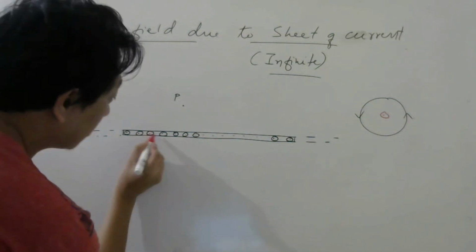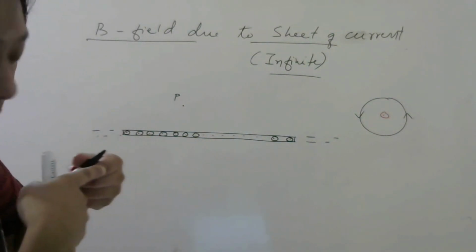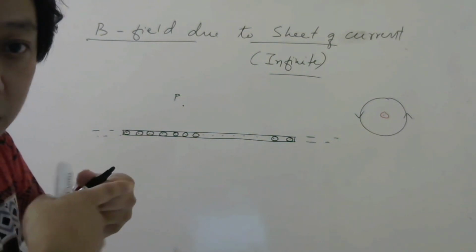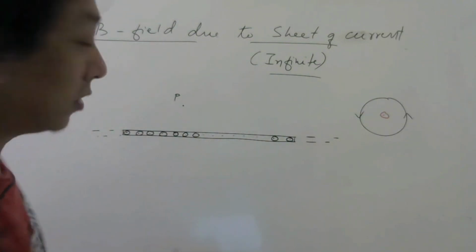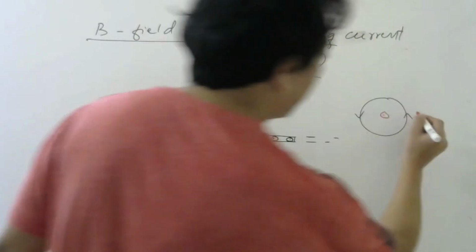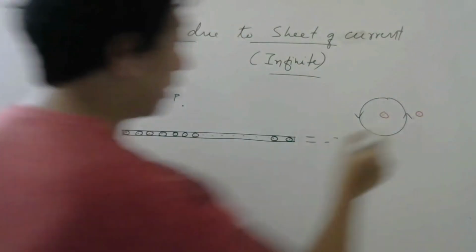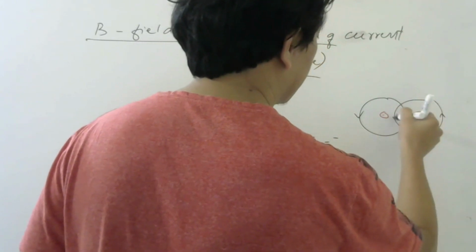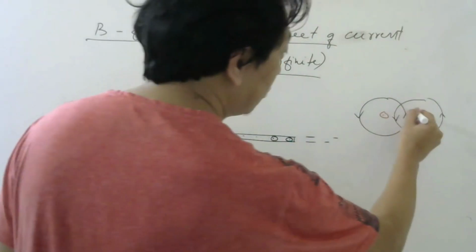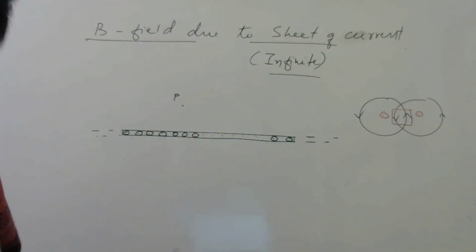But another wire is also there, very close. Actually, these are just parallel wires kept very close to each other, so that you can consider this like a sheet. So if you consider the next wire here, immediately next, this will produce magnetic field this way. So you can see here these two magnetic fields are in opposite direction. Correct? So they will cancel.